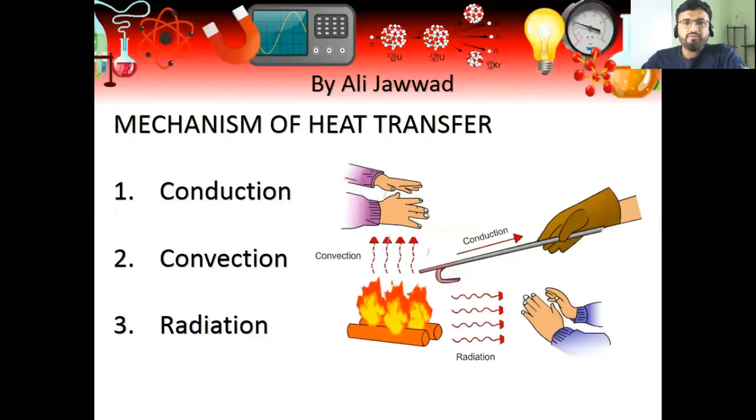For the sake of revision, I am repeating the definition of radiation: it is a type of transfer of heat which does not involve any molecular motion. It means the heat is transferred from one point to another by the use of waves or rays.